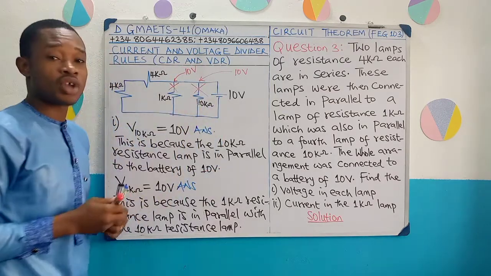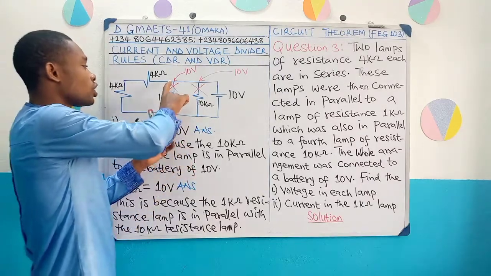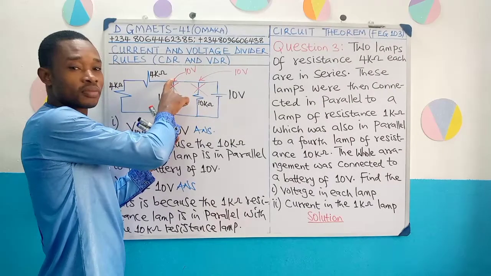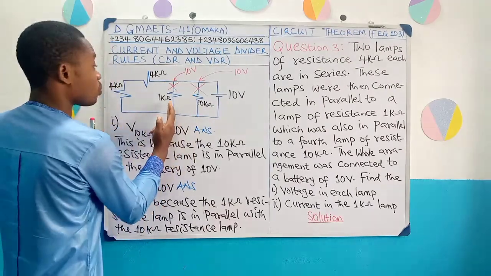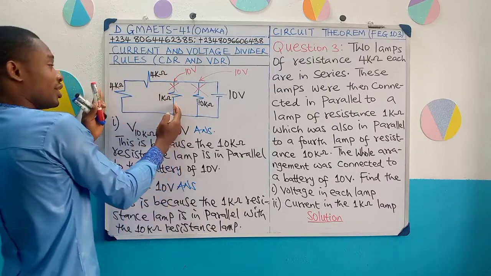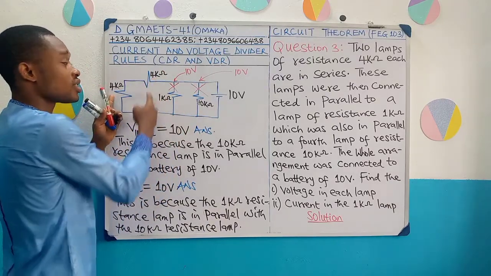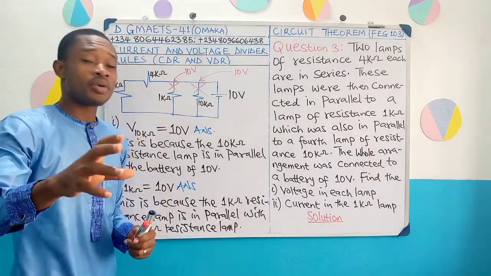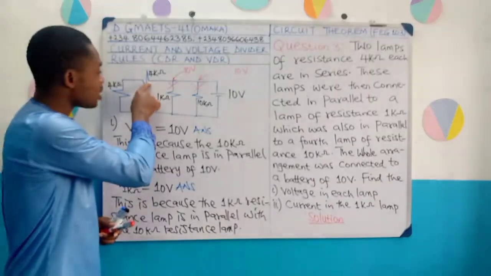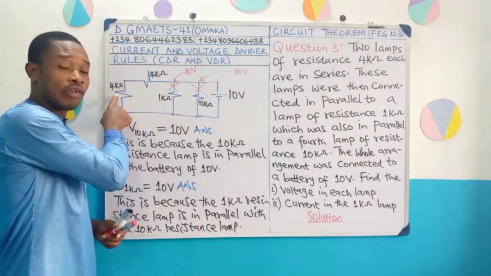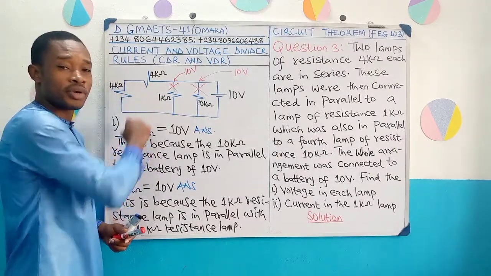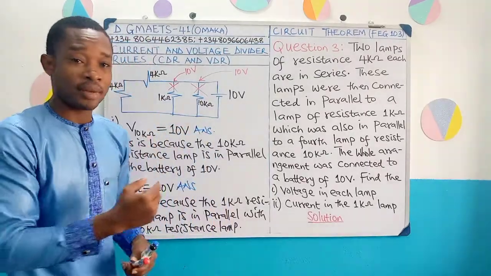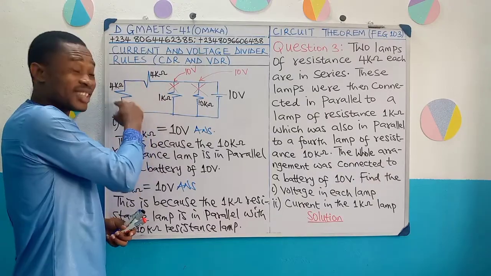Then permit me to cancel this arm. So if the voltage operating at this point is also 10 volts, it simply means that that voltage is what is supplying the remaining two resistance lamps. Their values are 4 kilo ohms and 4 kilo ohms. But this time around, take note of something. This resistance lamp of 4 kilo ohms and this one of 4 kilo ohms, they are in what? Series. And because they're in series, it means they will divide the voltage getting to them. The voltage value getting to them is 10 volts from here.